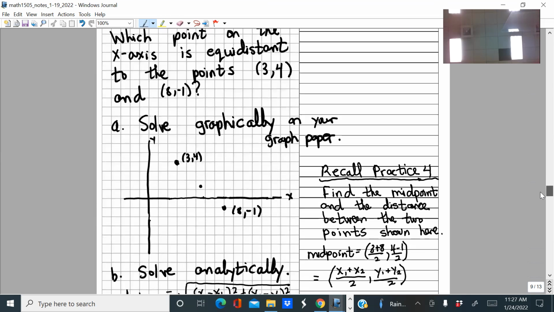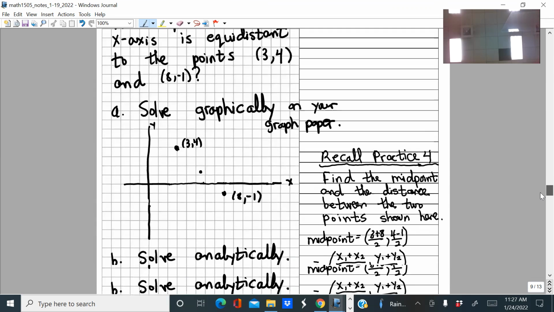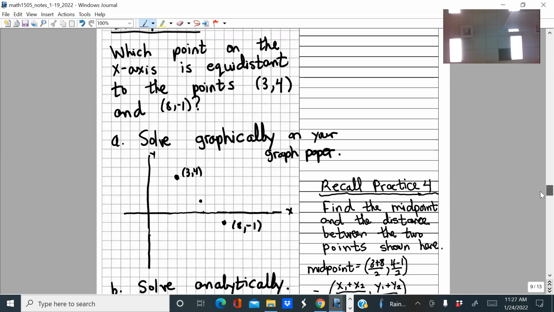Now we're going to revisit a problem that we used for our recall practice. And now you'll need some graphing paper for sure.